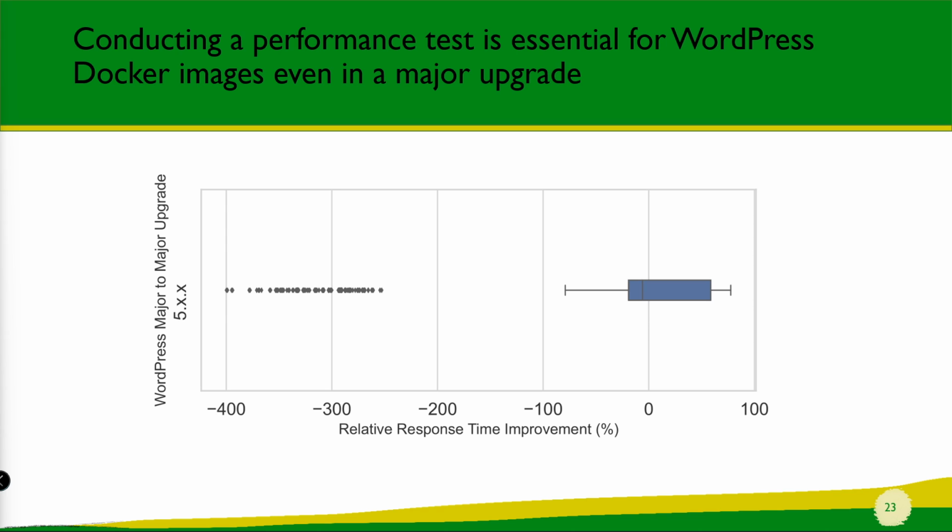This figure shows the relative response time improvement for WordPress major to major upgrades. In this case, a major upgrade can result in 400% performance degradation or 78% performance improvement. And also, there is 58% chance of performance degradation. This highlights that conducting a performance test is essential for WordPress Docker images, even in a major upgrade.